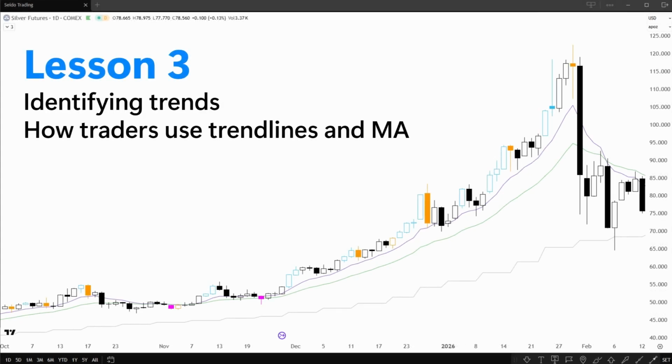So that's it for lesson 3. You now know what a trend is, how to identify it, and how to use moving averages and trend lines to stay aligned with it. And we learnt that when price pulls back to retest the moving average for the first time, that creates a defined setup with clear risk, and traders will take this opportunity.